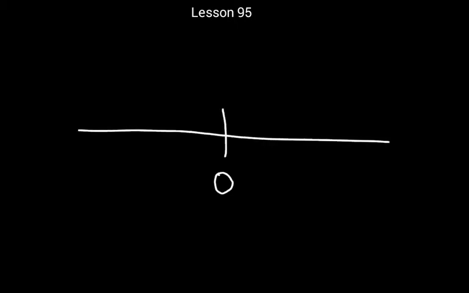Lesson 95 is called Concepts of Integers. If you understand whole numbers, it's pretty simple to get the concept of integers. Whole numbers, if we put them on a number line, we could draw a number line and put 0. 0 is the smallest whole number. Next is 1, then 2. Now the whole numbers are at these exact points, 0, 1, and 2. They're not the things in between 1 and 2.